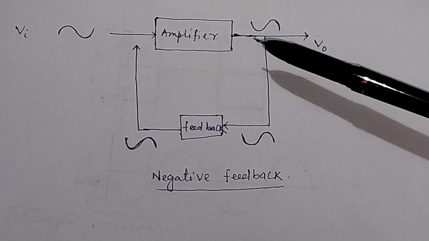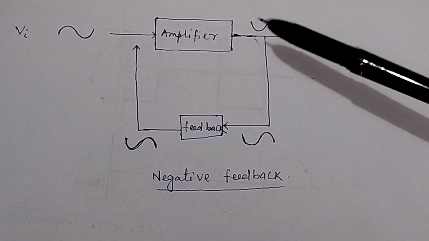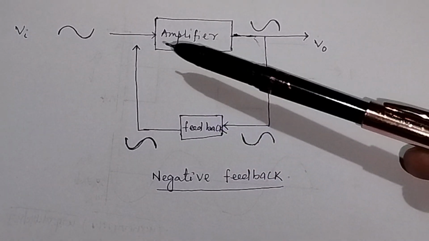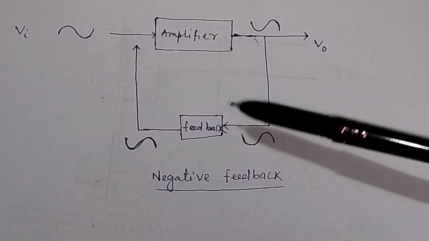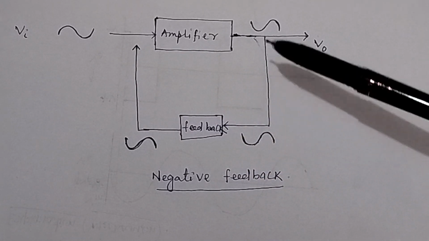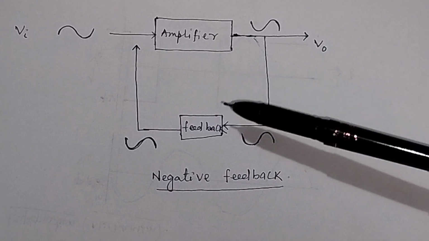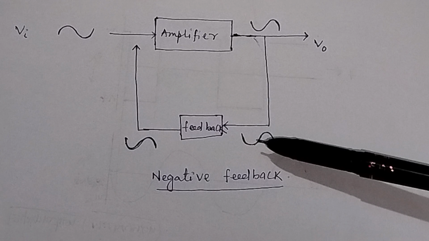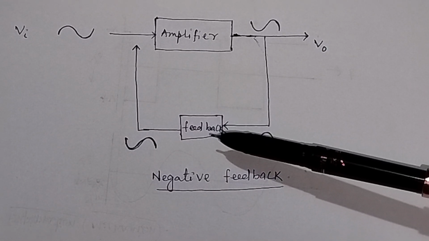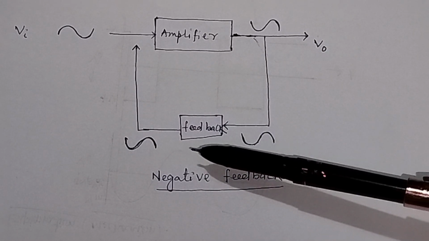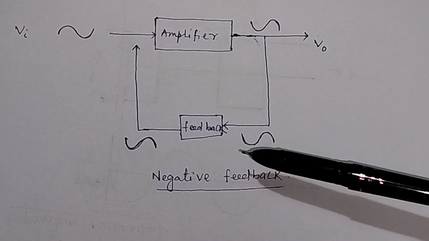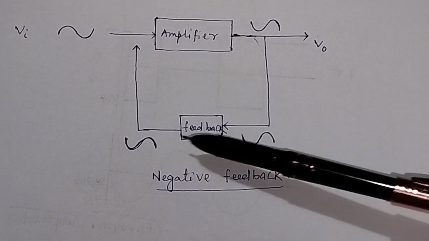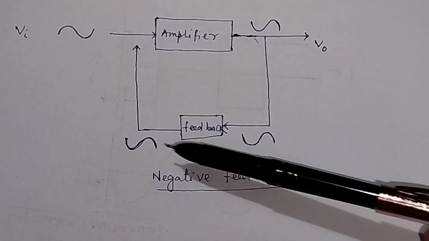And if you give a fraction of this output signal again back to the input by means of a circuit, it is called the feedback circuit. And this is a fraction of this output signal. And in this negative feedback circuit, for the input signal which is given to it, you see there is no phase shift. Here the shape of the signal is same as the shape of the signal in the output of the feedback circuit. So they are in the same form.